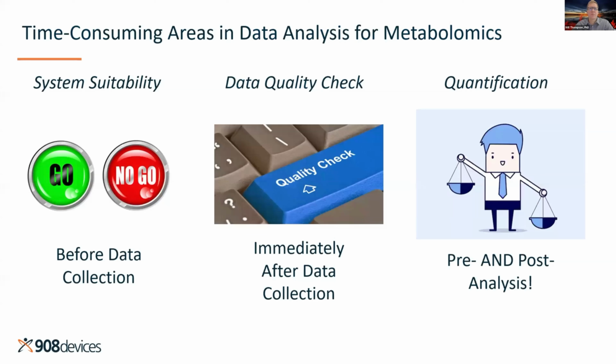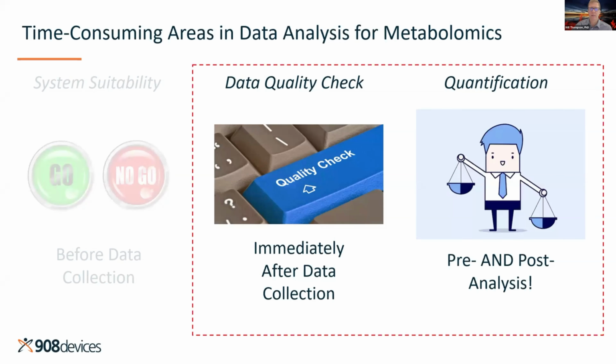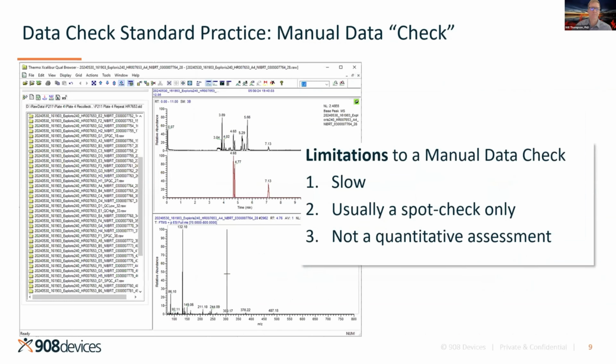So really, there's 3 time-consuming areas. Spending a lot of time on myself in the service area, providing data to customers in the past. System suitability: deciding a no-go before data collection. Data quality check: deciding if the data is high enough quality and whether or not you need to recollect anything. And then quantitation. These are 3 areas where you often have to make time-consuming decisions manually. And so today I only have time to go over 2 of them. So I'm going to talk about the data quality check and the quantification piece.